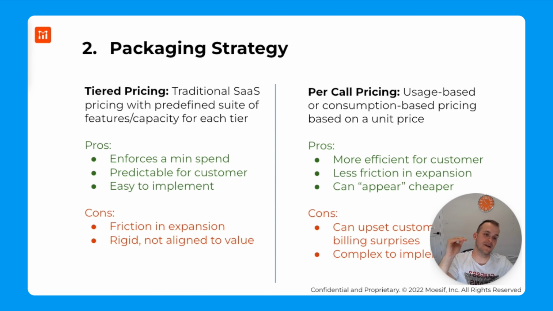However, there will be a threshold where hopefully the tiered pricing will be a better deal than the spend per call, but you have to reach that first. Cons on the per call side would be you can get customers that can be pretty upset with billing surprises. So let's just say there's a bug in their code that's continually calling your API and they were expecting a $10,000 bill per month and got a $100,000 bill per month, that would be an issue. And that's kind of hard to reconcile sometimes.